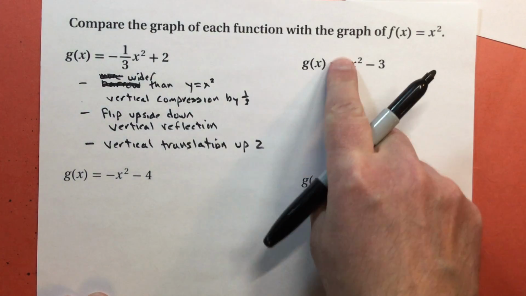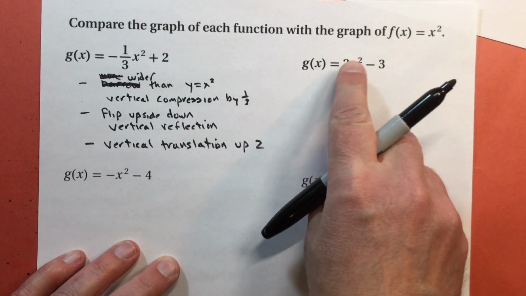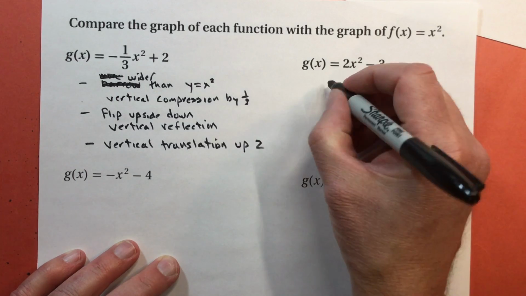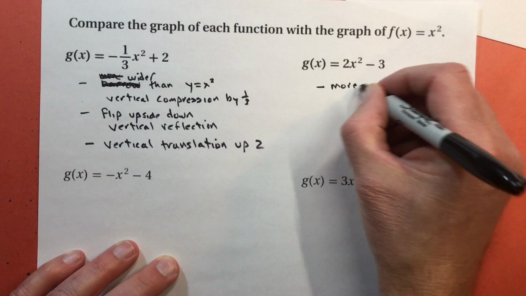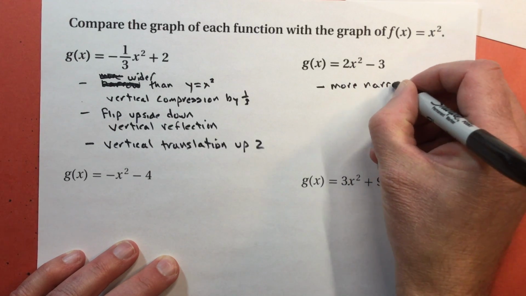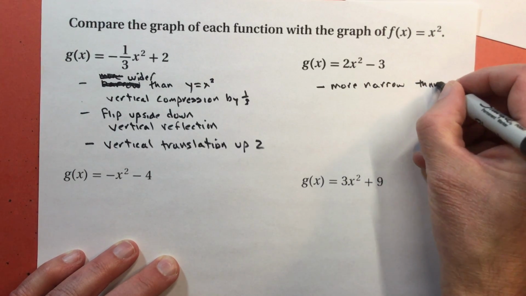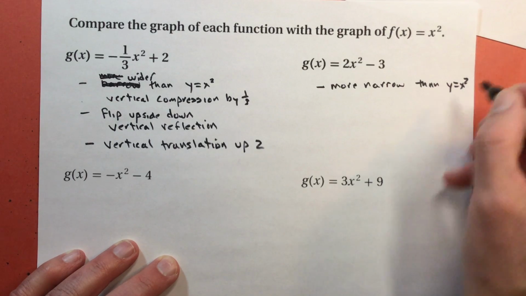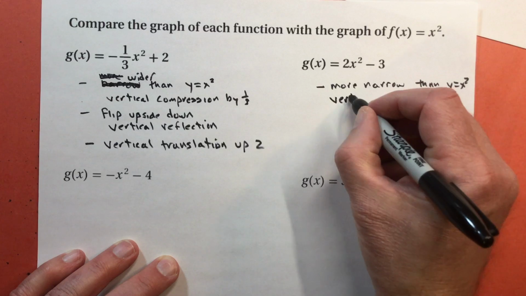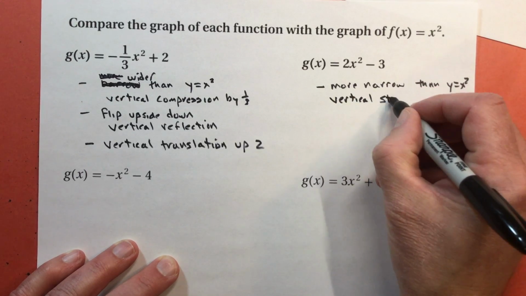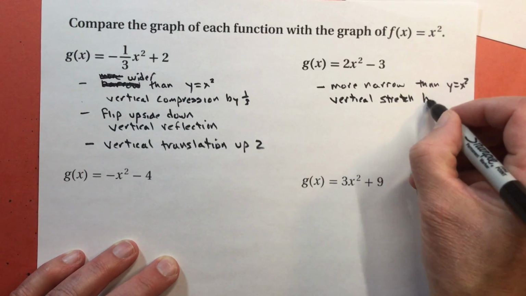I'm looking at this one, g of x equals 2x squared. It's not negative, so there's only two things. Okay, it's more narrow than y equals x squared. The actual vocabulary on that is that it is a vertical stretch by 2.